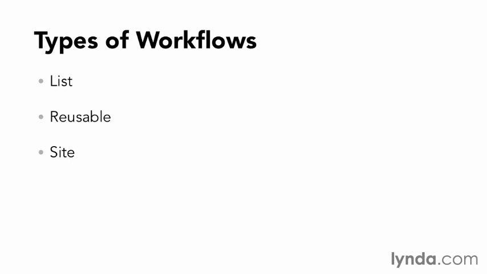The third type of workflow is a site workflow, and if you haven't worked with workflows in a while, but you've worked with them in the past, you might think, what is this? Because it was a new type in the previous version of SharePoint. A site workflow is a workflow that doesn't even need a list or a library. It's assigned directly to a site.